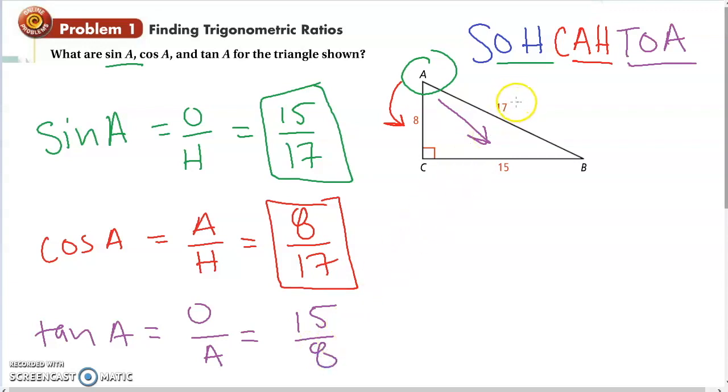Now, why isn't 17 adjacent? Well, 17 will always be the hypotenuse. How do I know? The hypotenuse is always the longest side of a right triangle. Those weren't so bad, were they? I think they're pretty good.